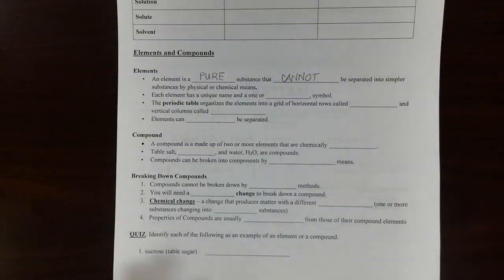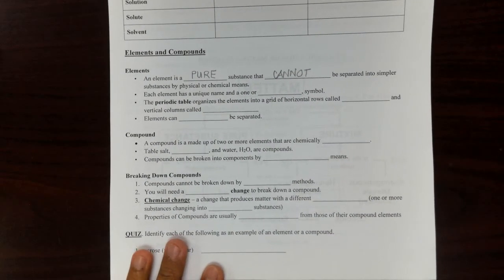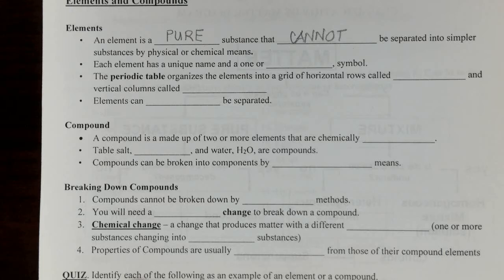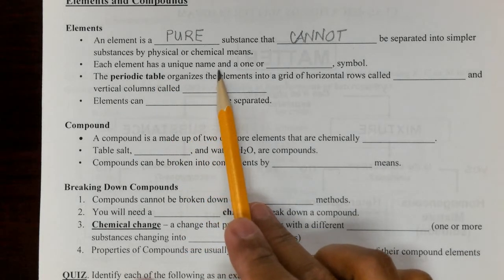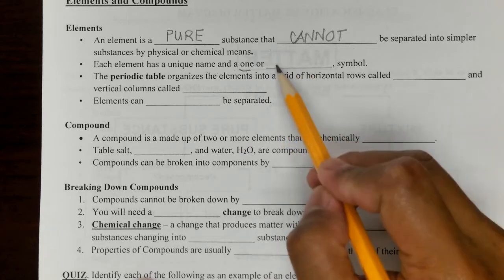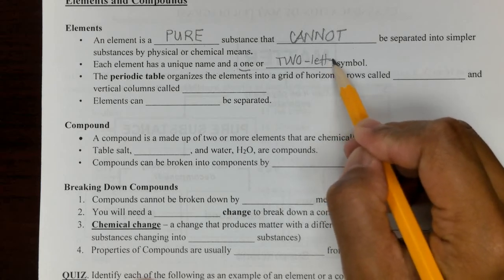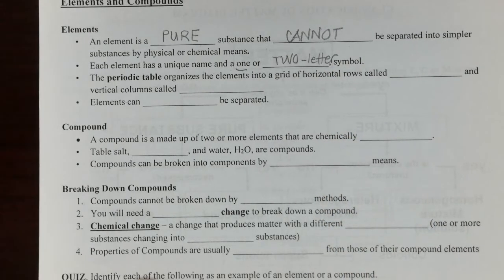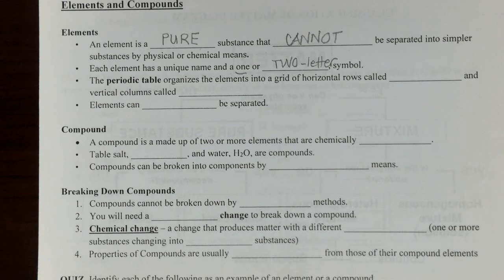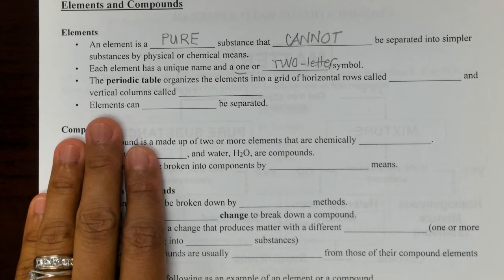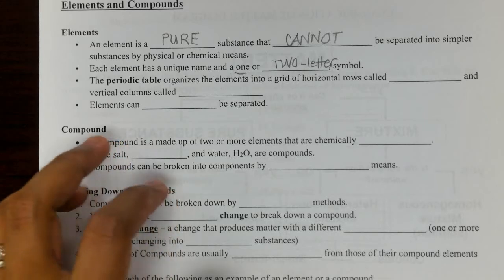So going back to your paper, number 2, second bullet. In the second bullet, it says each element has a unique name and a 1 or the other option is 2-letter symbol. A 2-letter symbol for these elements. Go ahead and fill out your own work, okay? Now, the third bullet is an information about the periodic table that I just showed you.